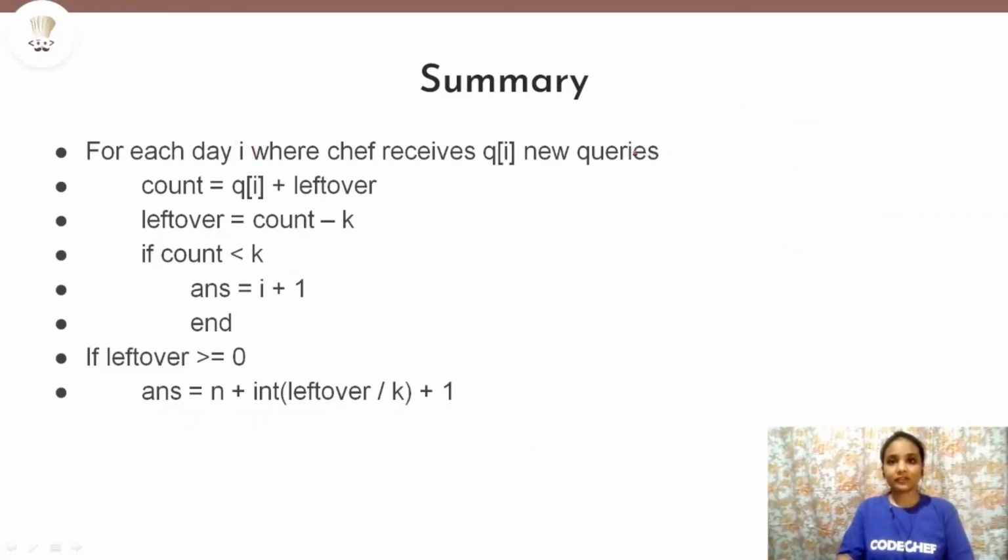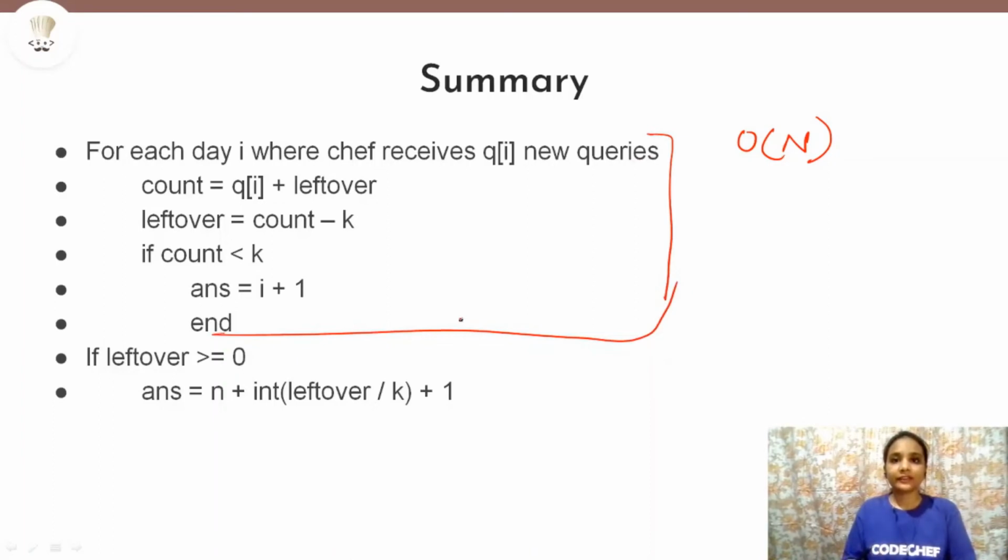And the time complexity of this approach will be order of n. So n is the number of days when chef is receiving new queries, and only for that we will keep on iterating in this part. In this part of the question, we will iterate for each day when chef is receiving new queries, and we will try to find out if the condition count less than k becomes true, and we would have found our answer. Otherwise, if we do not find our answer while iterating on each day, then we will only have to calculate this single line with the help of a formula, which takes only order of 1 time complexity. So our total time complexity will be order of n for this approach.